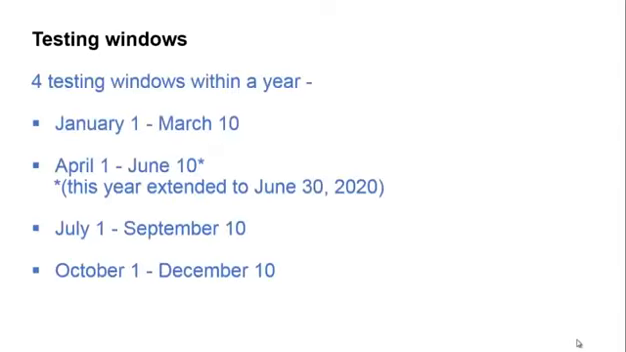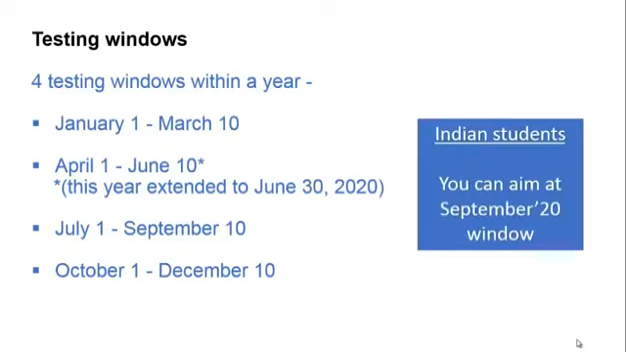The testing windows are namely 4 windows in which you have an opportunity to take the exam: January 1st to 10th of March, 1st of April to 10th of June. This year, this has been extended to 30th of June. Then July 1st to 10th of September, and 1st of October till December 10th. I would urge all the students within India to aim for the September 2020 window.